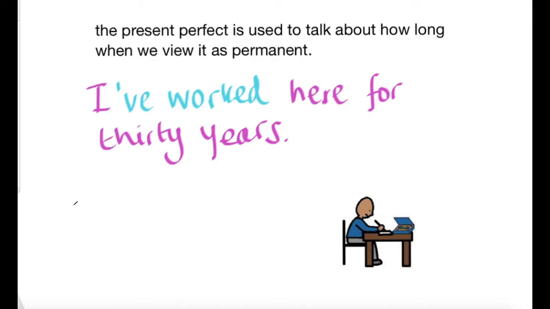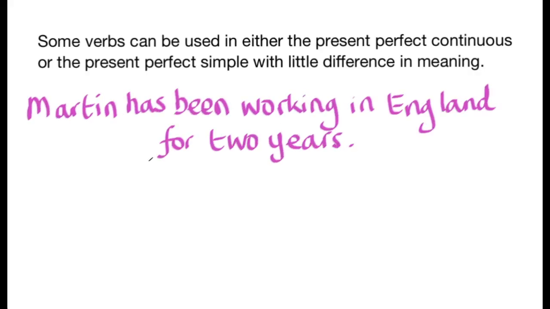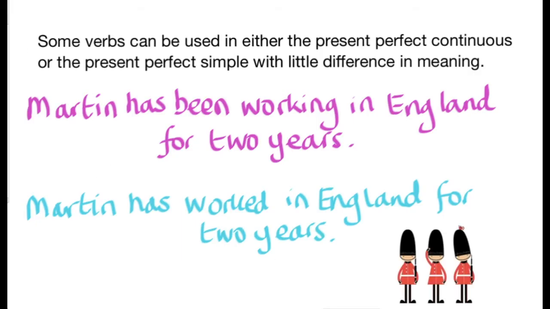So also there are some verbs that can be used with either the present perfect continuous or the present perfect simple with little difference in meaning. These verbs are usually verbs that describe activities which normally happen over a period of time. So for instance, live, study, wait, work. These all happen over a period of time. They're not completed in a short time. For example, Martin has been working in England for 2 years is very similar to saying Martin has worked in England for 2 years. They mean the same, and yet we could use either tense.